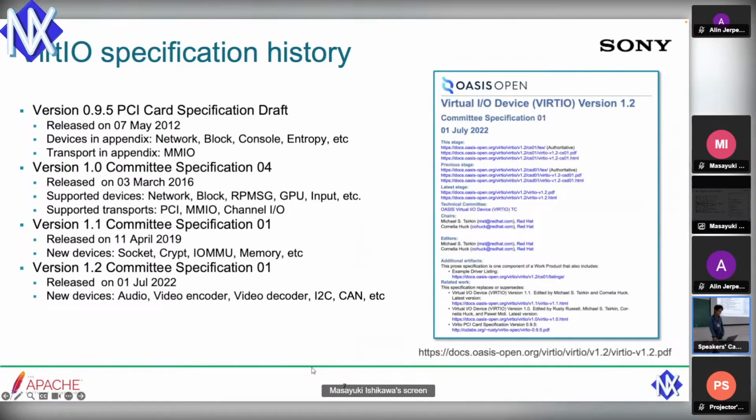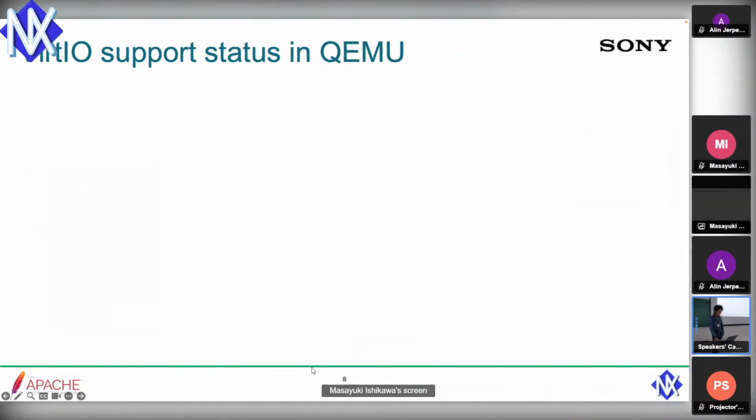And last year, version 1.3 was finally released. In this release, new devices such as audio, video encoder, video decoder, and I2C were supported. And last month, the change freeze for version 1.3 was done. So this slide shows the VirtIO support status, which I investigated with the latest QEMU source code.